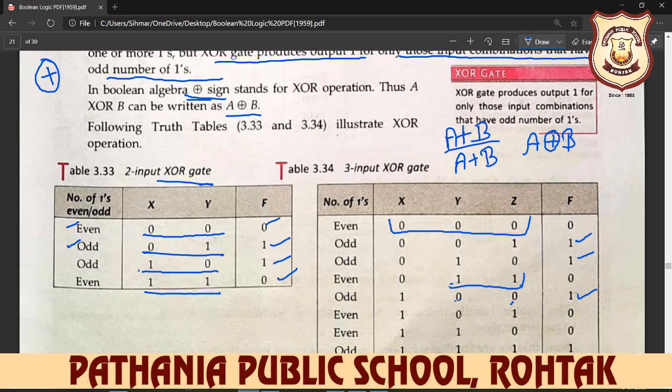Here 1 plus 1, and again 1 plus 1. So this is your even number, so write 0. 1 plus 1, and 1 plus 0. This is again your even number. After that 1 plus 1, and 1 plus 1. So this is your truth table of XOR gate.